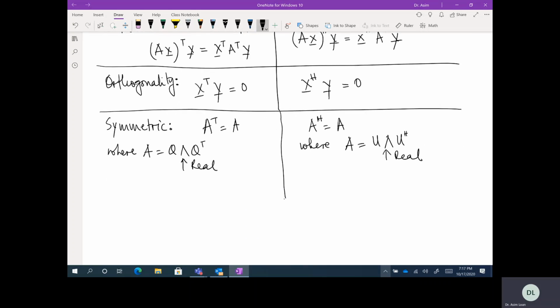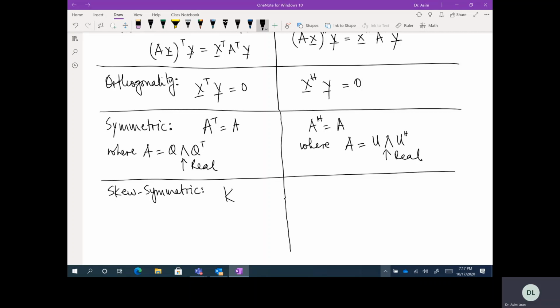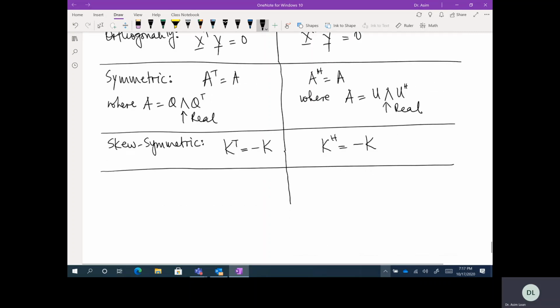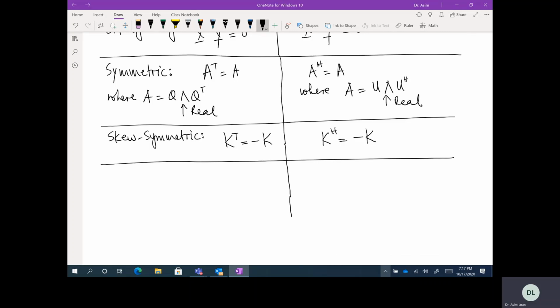And finally, for the skew symmetric part, we have K transpose equals minus K. Here we have K conjugate transpose equals minus K. Again, eigenvalues here are purely imaginary.